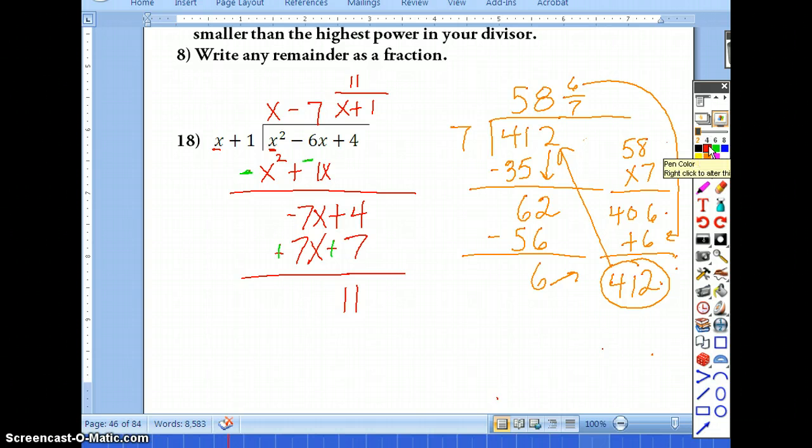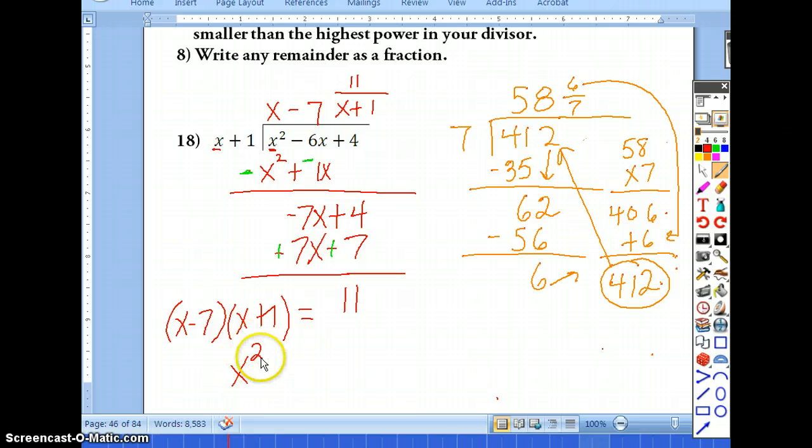We're going to take x minus 7. We're going to multiply it times the denominator, which is x plus 1. And then when we get done with that, we're going to add that 11 on. So let's FOIL this and see what we get.